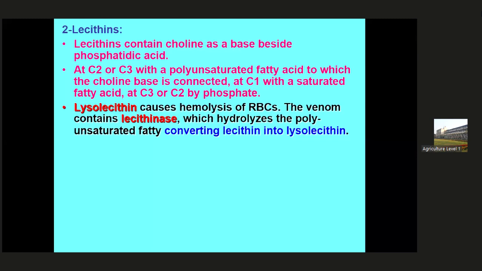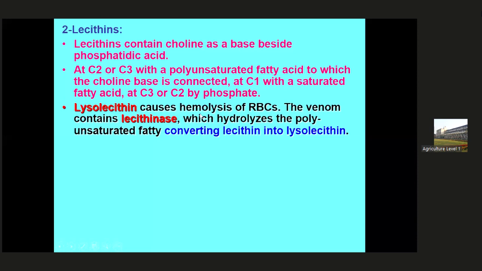If RBC stopped its activity to carry oxygen and transport carbon dioxide, then the cell will suffer from suffocation and die. And when a vast amount of cells die, then the body will be clinically dead. So RBC is very important, but lysolecithin hemolyzes the RBC. RBC is made of hemoglobin, and hemoglobin is a protein.